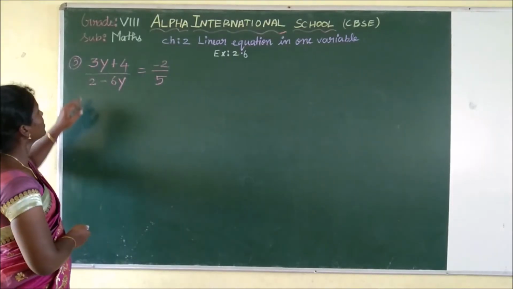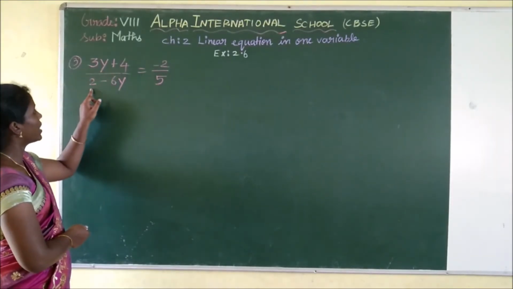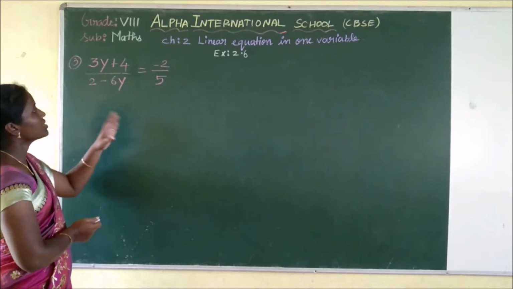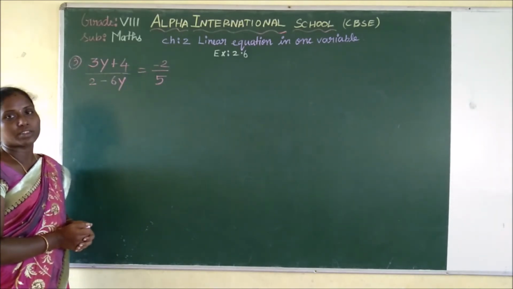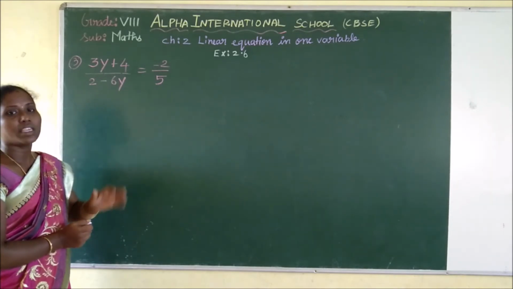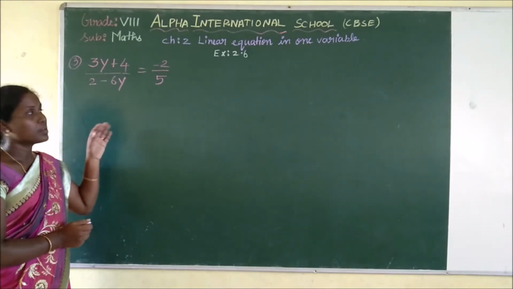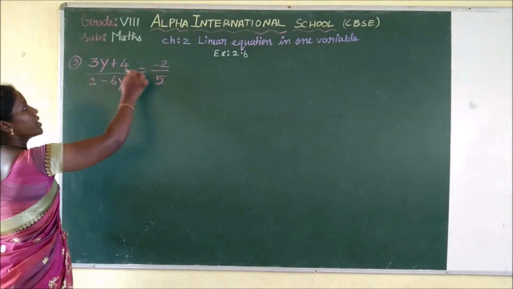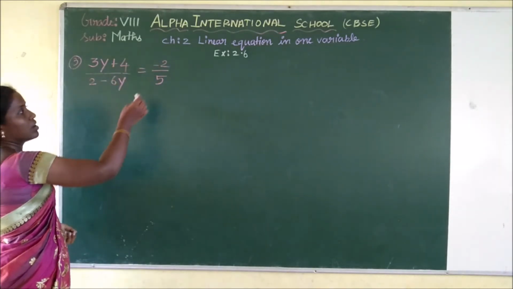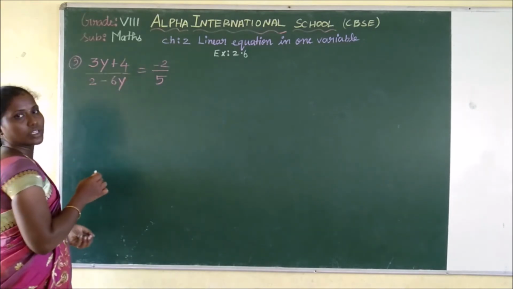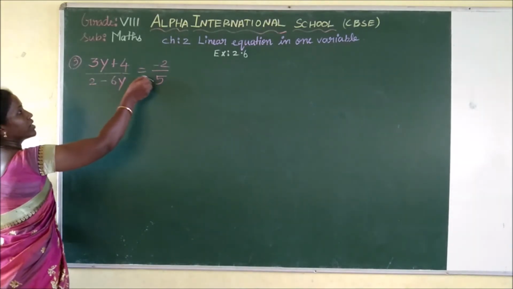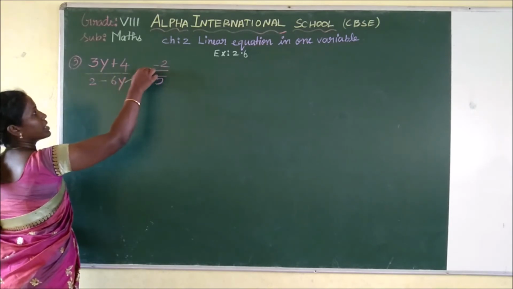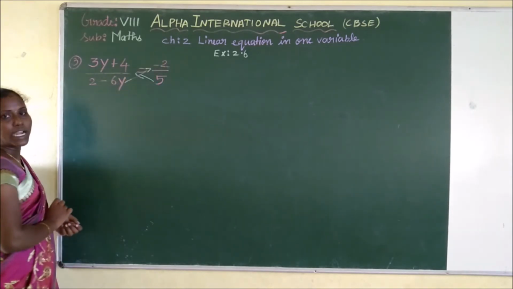Now the next problem, 3y plus 4 by 2 minus 6y is equal to minus 2 by 5. Here the question, both the sides we are having in the form of fraction. To get the answer as an equation, we are going to simplify and get it as a linear equation. To simplify that, we are just going to do the multiplication. Just cross multiplication. So here 5 should be multiplied with the numerator of the left hand side and here it should be multiplied with the numerator of the right hand side.